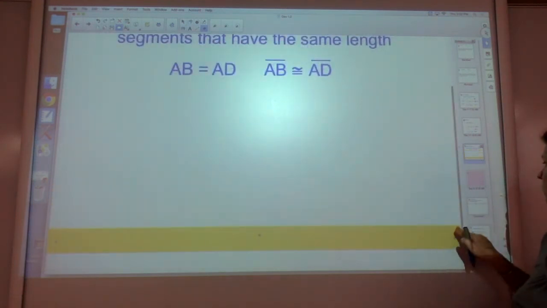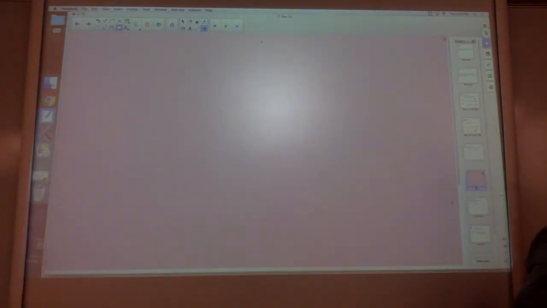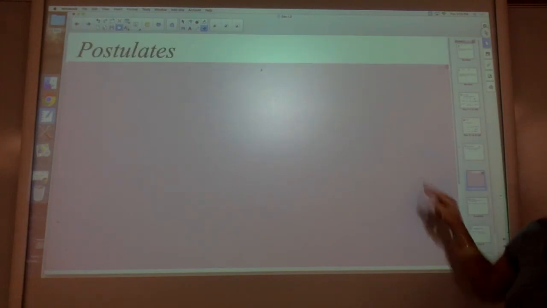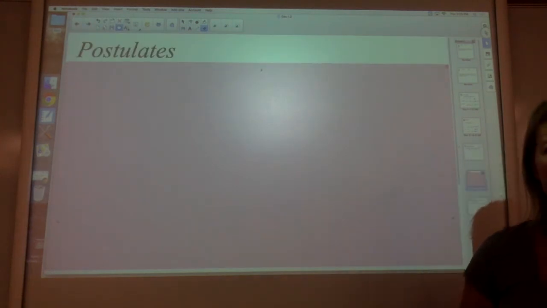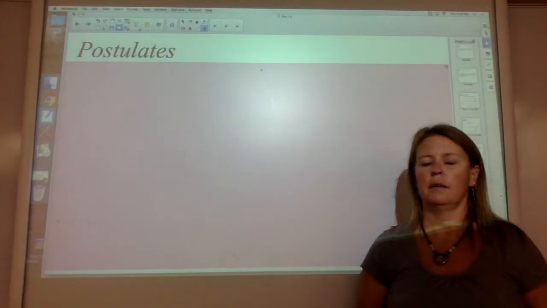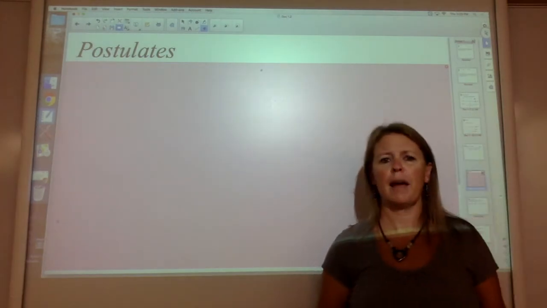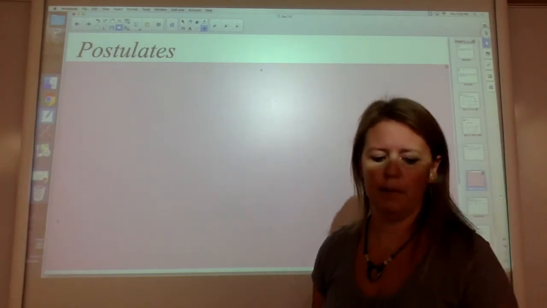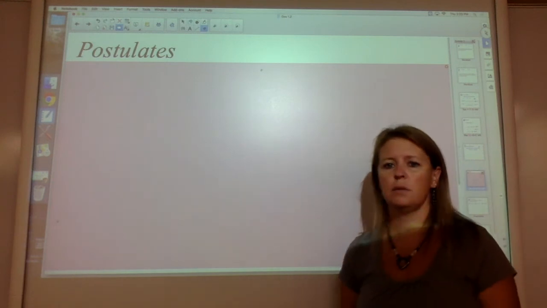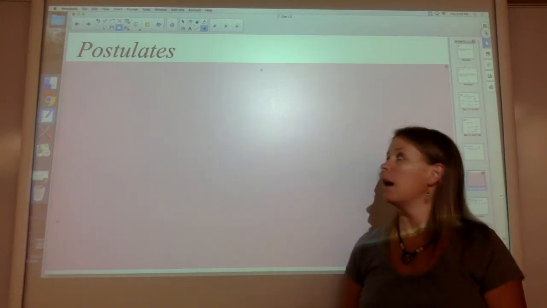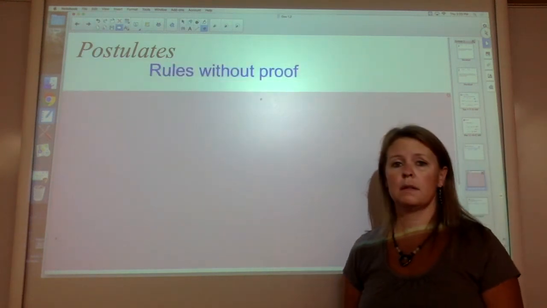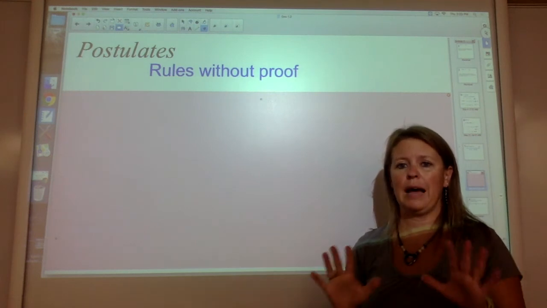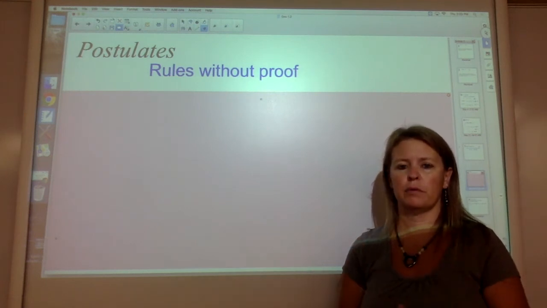Next up, nothing on this page. A postulate, another vocabulary word. You're going to see postulates. I know, you're in math class and you're getting more English vocabulary than you ever have. Get used to it. It's geometry. A postulate is any rule that is out there that we cannot make a formal mathematical proof about. It's just true, and we know it's true.